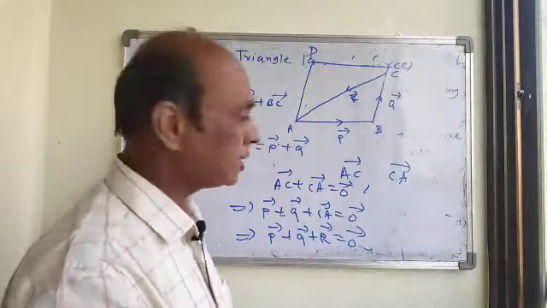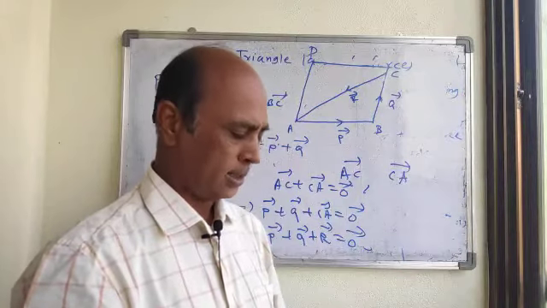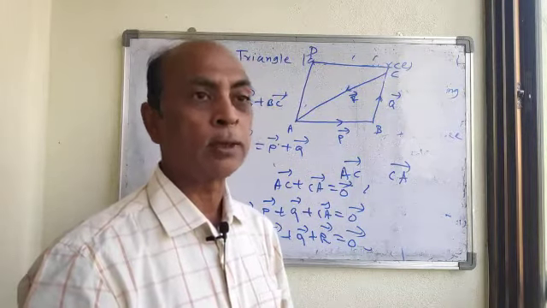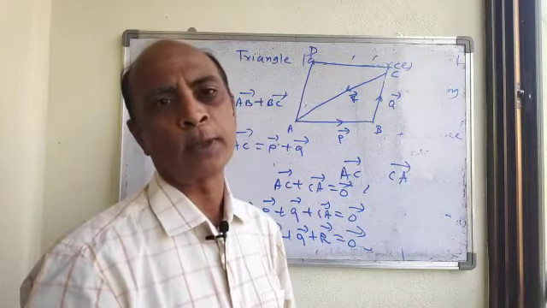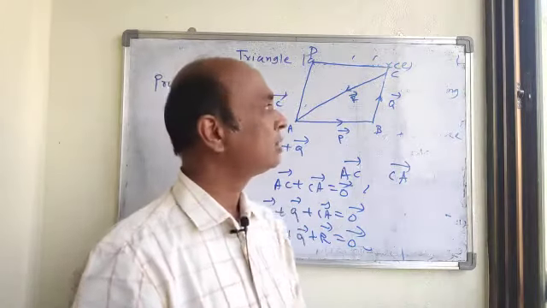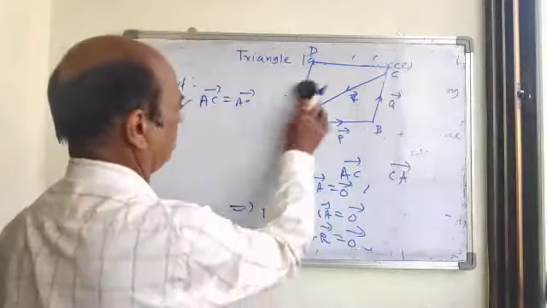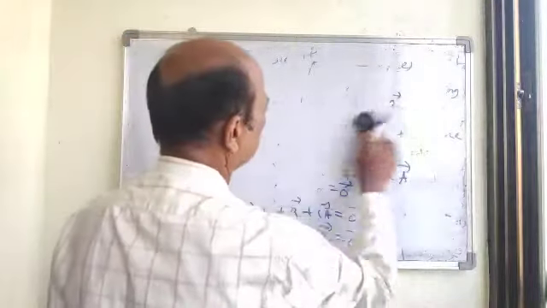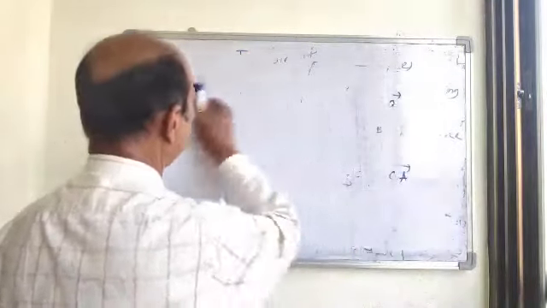And in this way we have proved that if three forces are represented in magnitude and direction along the sides of a triangle in proper order, then these forces are in equilibrium. So this is the triangle law of forces. Now we will prove its converse.